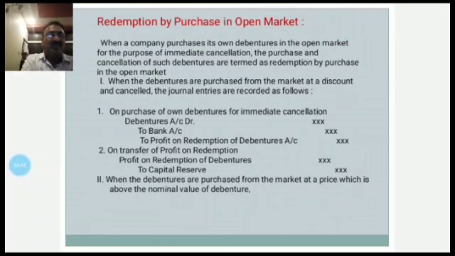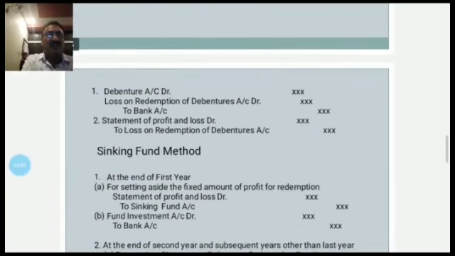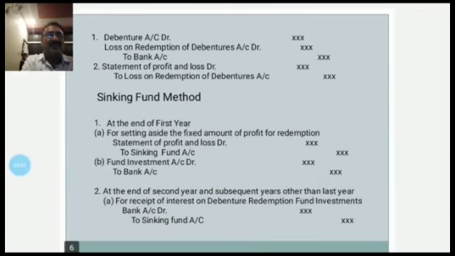When the debentures are purchased from the market at a price which is above the nominal value of debentures, you should pass two journal entries: debenture account debit, loss on redemption of debenture account debit, to bank account. That amount should be credited to the bank account. The second one is statement of profit and loss account debit to loss on redemption of debenture account.